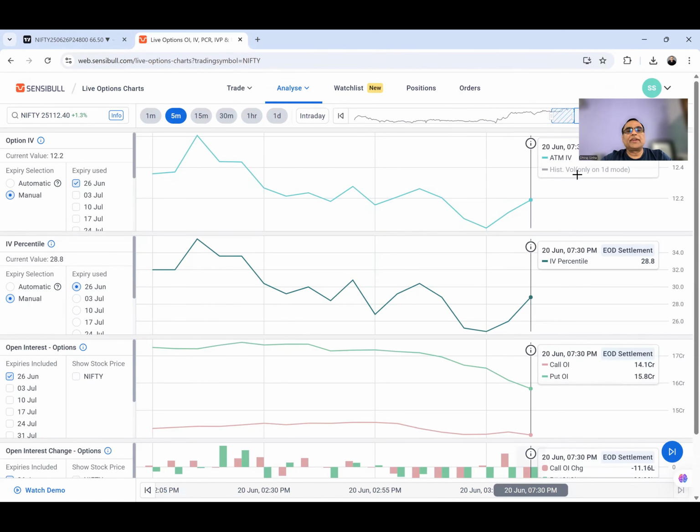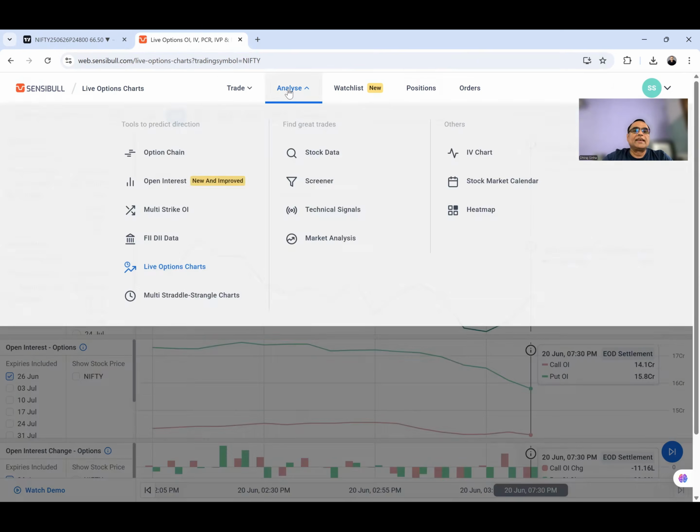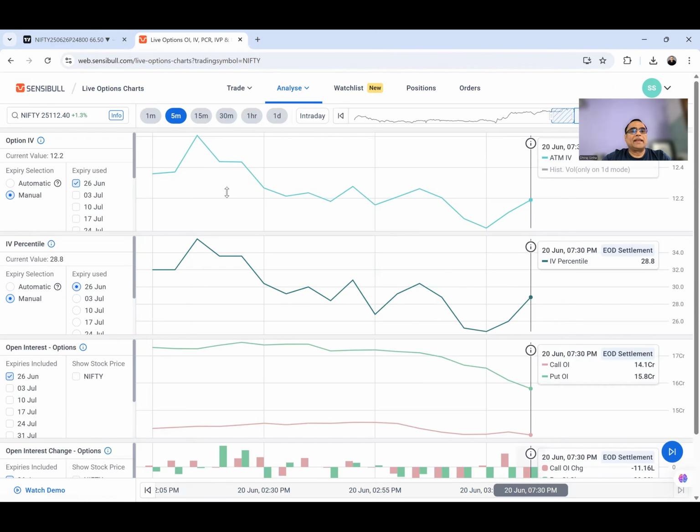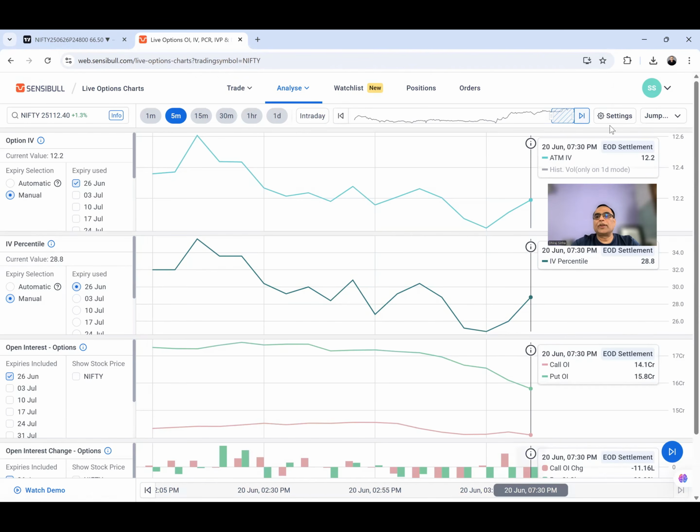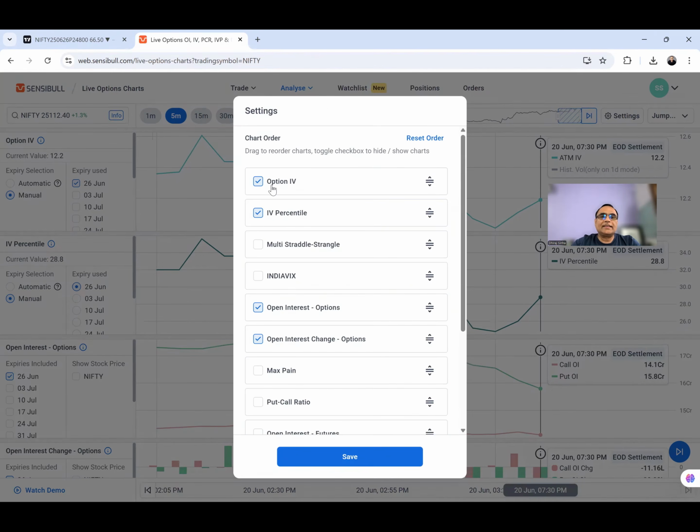I know most of the traders have Sensibull available because of your brokerage. So in Sensibull, if you go to analyze and then you go to live option charts, you see something like this. Of course, there are multiple widgets here. So you can go to the settings, and in settings, you can select what all you need. So you can see I have selected option IV and I have selected IV percentile.